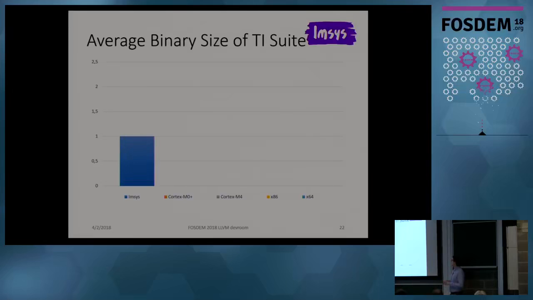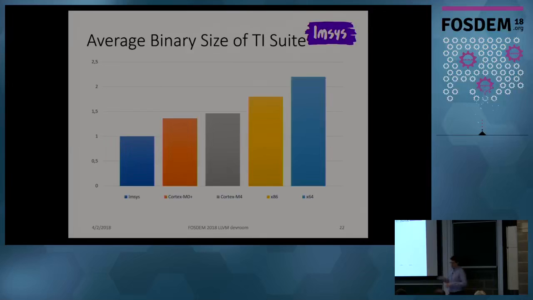We compiled the Texas Instruments suite benchmarks with LLVM and normalized the results to our ISA-L. And as you can see, ARM Cortex requires at least 35% more program memory, and x86 requires 80% more program memory to store the same TI suite benchmark applications. So one of our targets was to have a very dense code representation, which we think we reached.